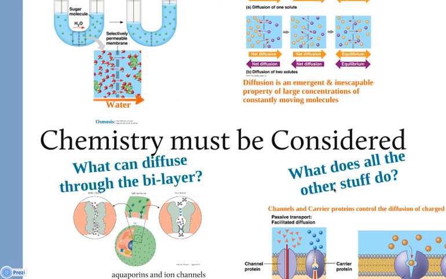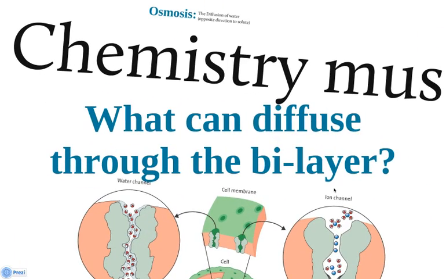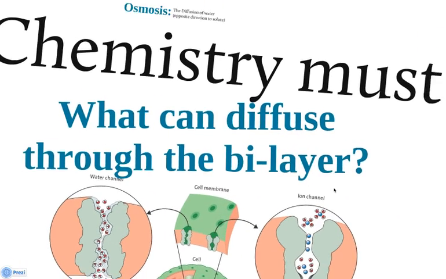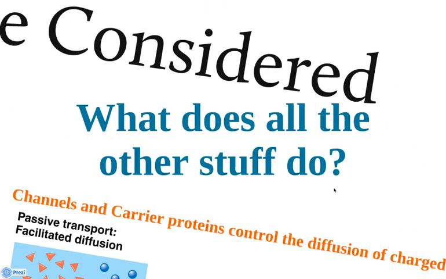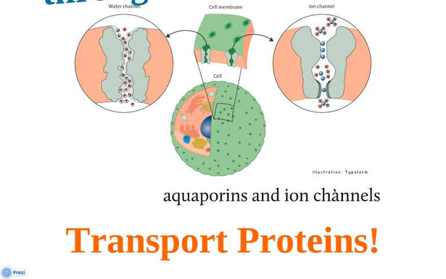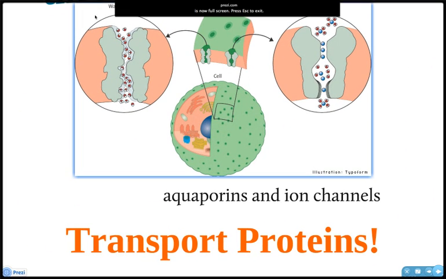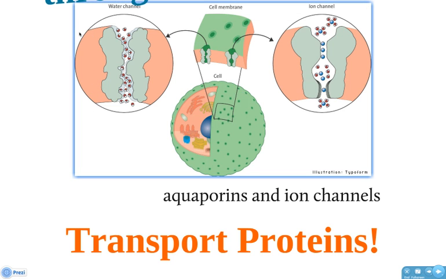So chemistry needs to be considered when we're talking about this. What can actually diffuse through the bilayer, and what does all the other stuff do? If we take a look, water can actually move through this semi-permeable membrane. Remember, it's hydrophilic on the top, hydrophobic in the center, and hydrophilic again on the end. But water needs to move through at a faster rate than it does through this membrane.